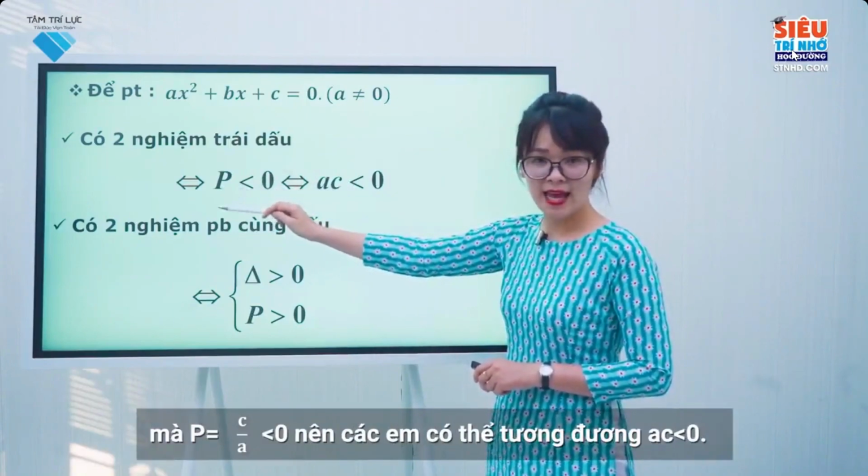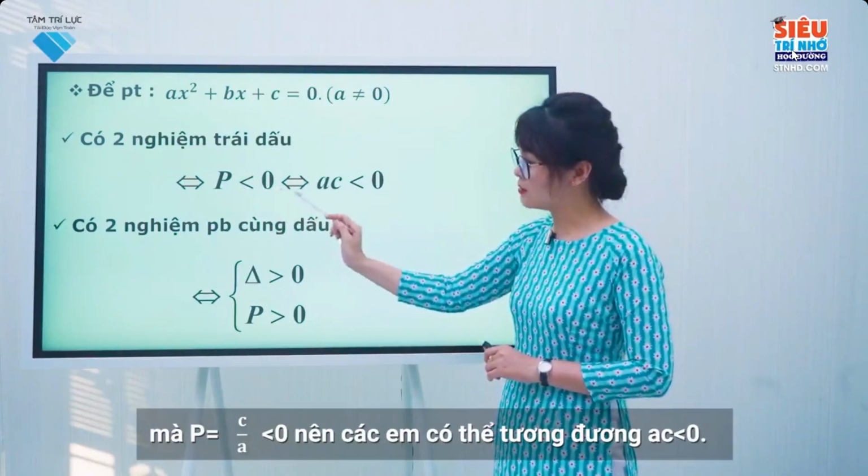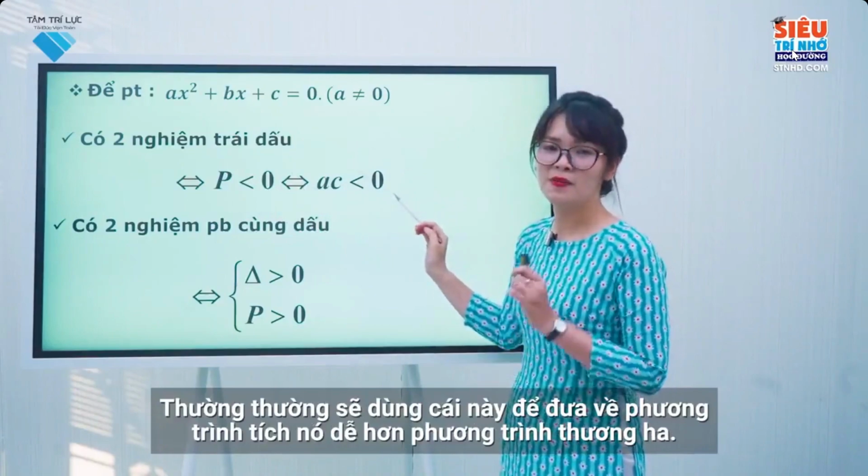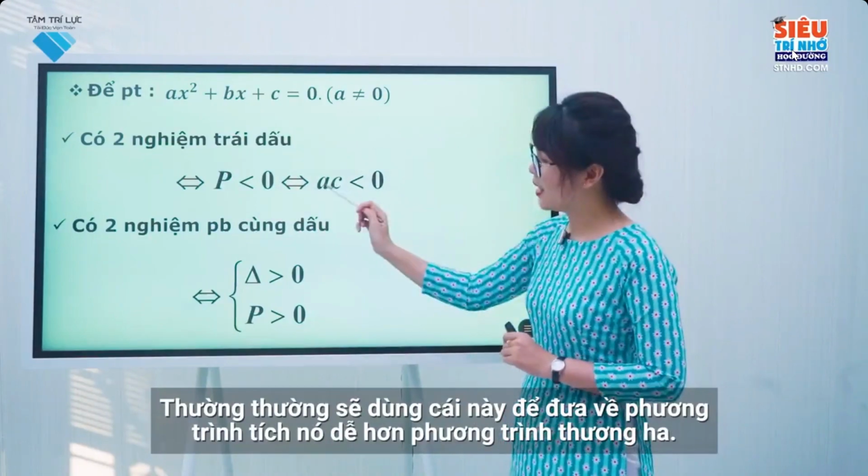P equals c over a and is less than 0, so the condition can be made equivalent to a times c is less than 0. Normally we use the formula a times c is less than 0 since it's easier to solve a product inequality than a quotient one.